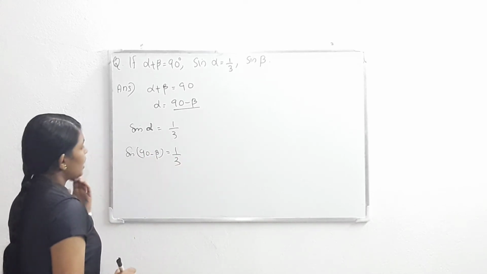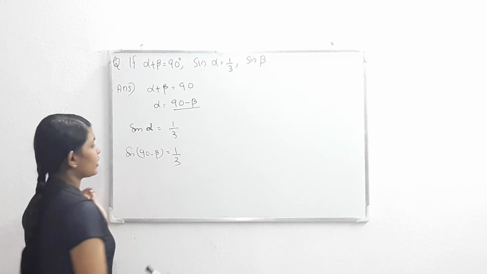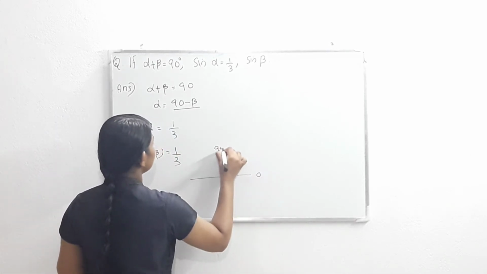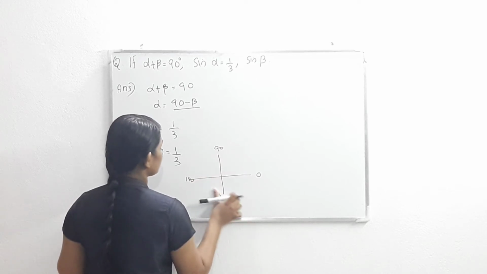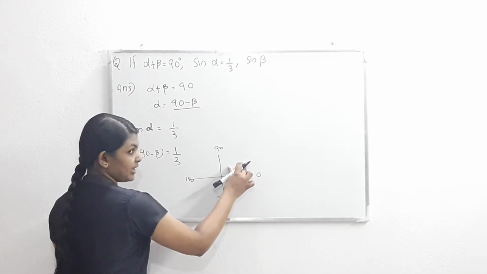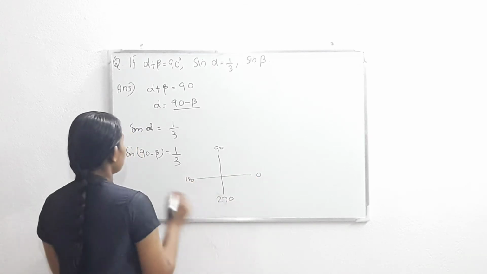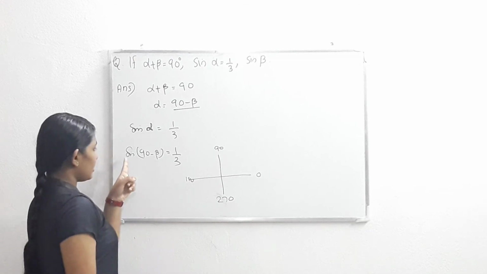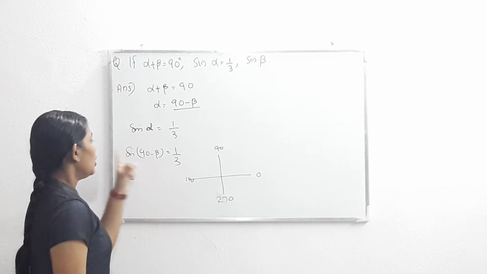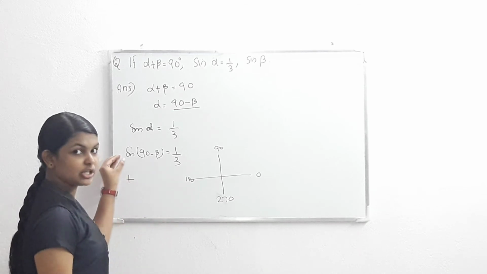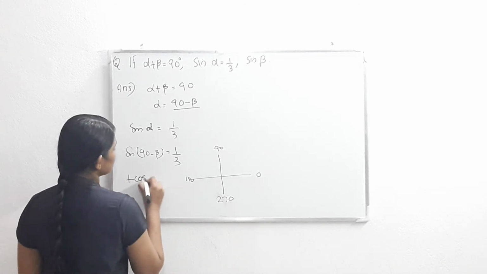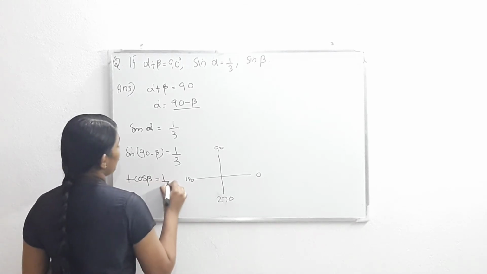So we have to first check the quadrant in which this angle lies. From the earlier section we know, this is 0 degree, 90 degree, 180, 270, 360. So 90 minus beta will be in the first quadrant. In this first quadrant, all trigonometric ratios are positive, so we have to give a plus sign here. Since the angle is of the form 90 plus or minus beta, we have to change this trigonometric function to its co-function. That means sin will change to cos. So this will be equal to cos beta, and cos beta is equal to 1 by 3.